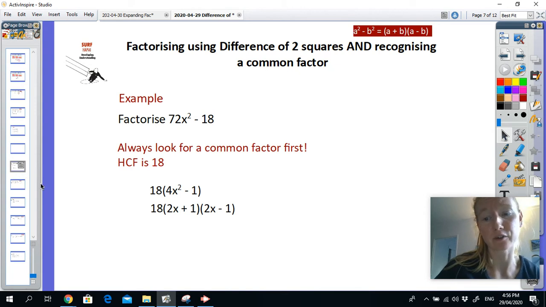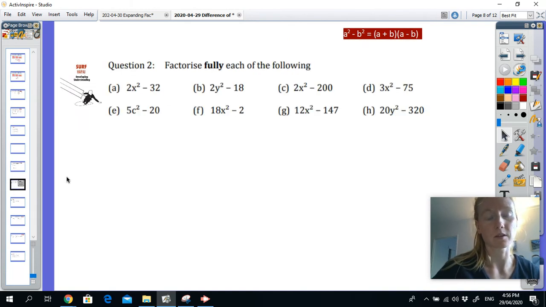So now I want you to have a go at a few of these where they do have a common factor and aren't obviously a difference of two squares to start with. Okay, so that's those. Go for it and then come back for the answers.